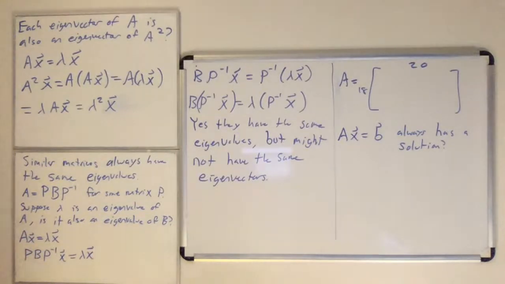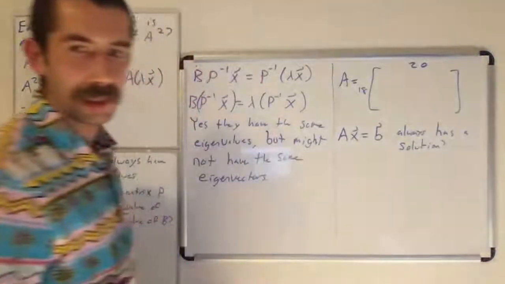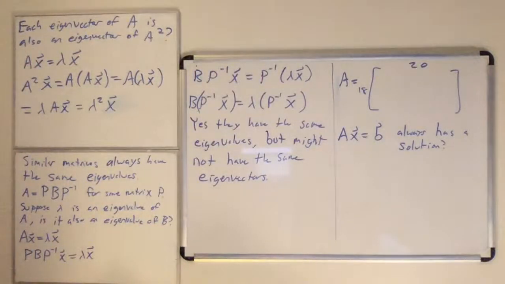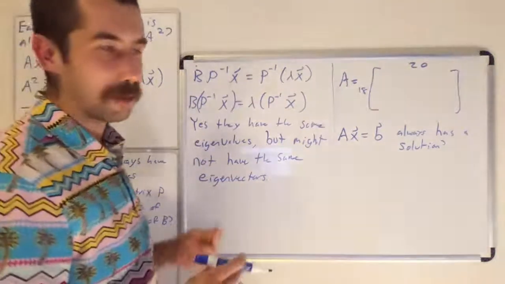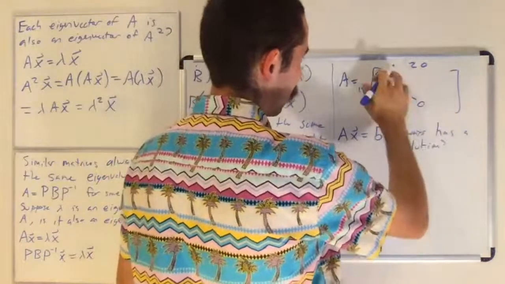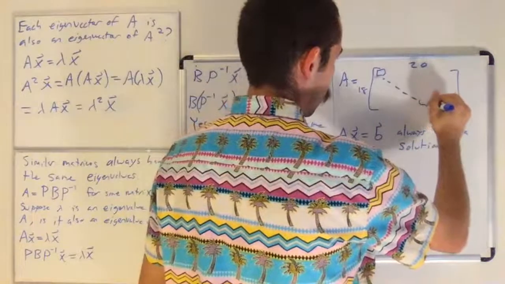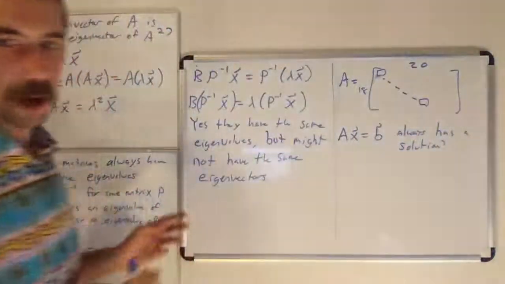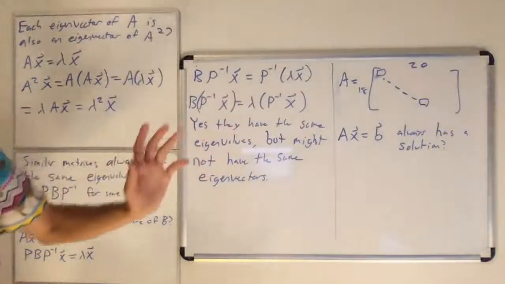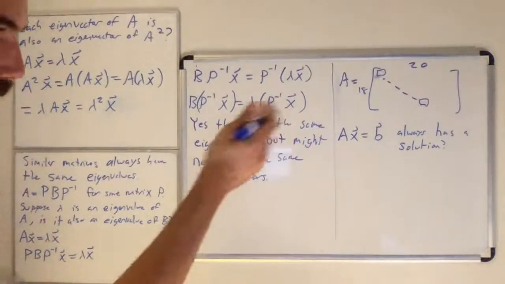Another way to word this. Well, we can't have a pivot in every row and column, right? Because it's an 18 by 20 matrix, so we could have at most 18 pivots. But yes, we need a pivot in every row. That guarantees that AX gets mapped onto R18.